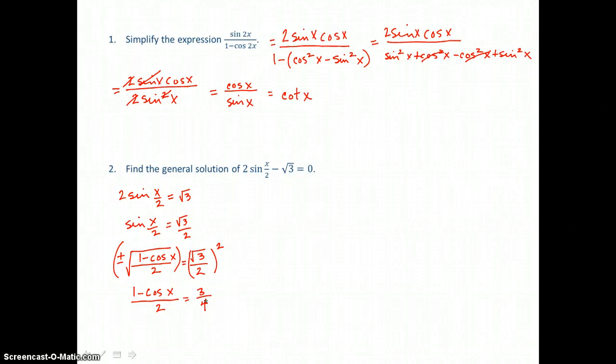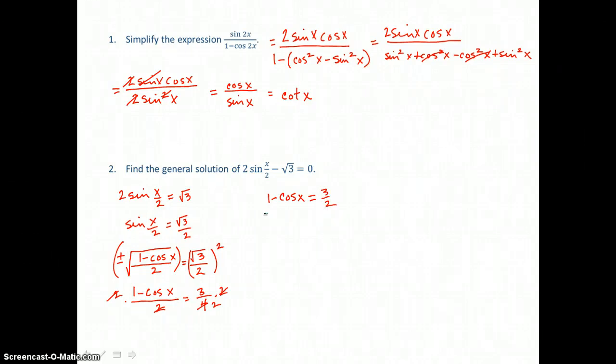And squaring square root of 3 over 2, square root of 3 times itself is 3, and 2 times itself is 4. Okay, so now I just want to get cosine x alone, so I'm going to multiply both sides by 2. So when I do that, 2's cancel on the left and 2's cancel on the right. So I'm left with 1 minus cosine x is equal to 3 halves.